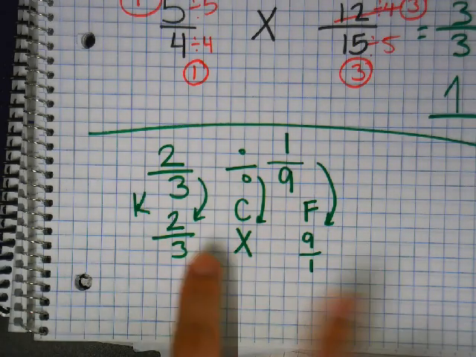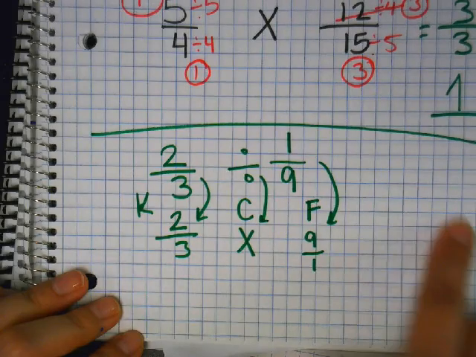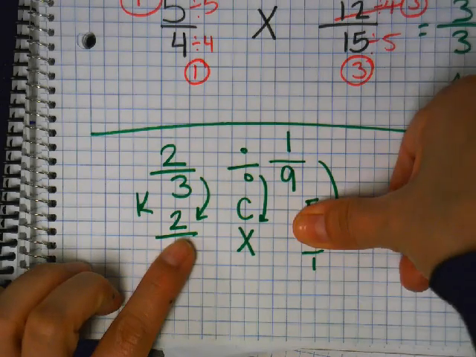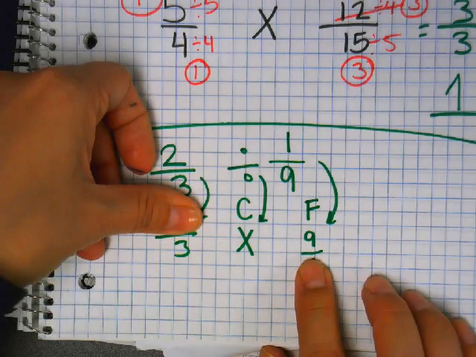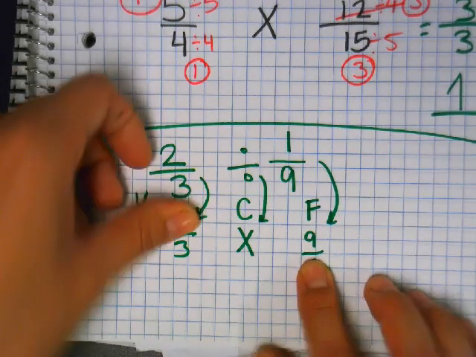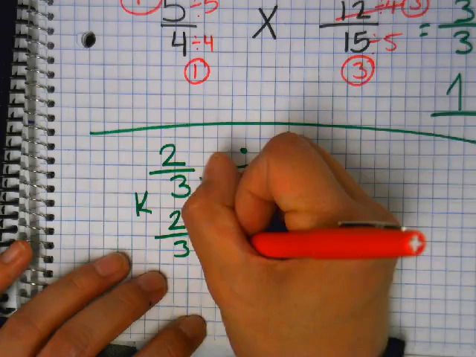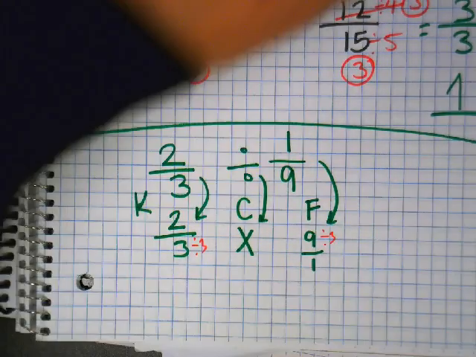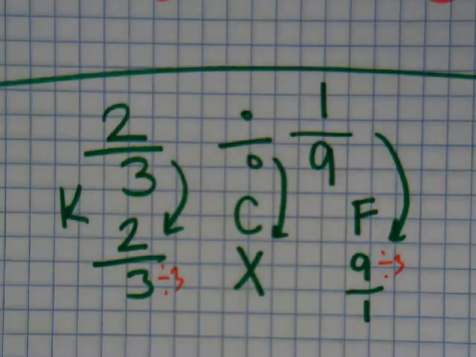Now you could multiply straight across and then simplify over here, or you can check the corners before. 2 and 1? No. 3 and 9? Yes. I can divide by 3. So go ahead, put a little divide by 3, little divide by 3, and circle your answers. Of course, if you need your multiplication table, please have it out. Please use it.